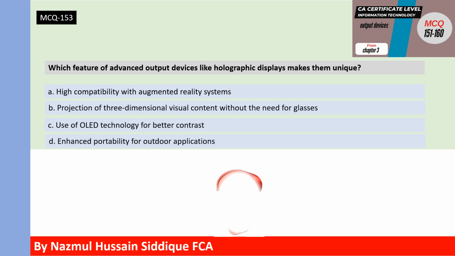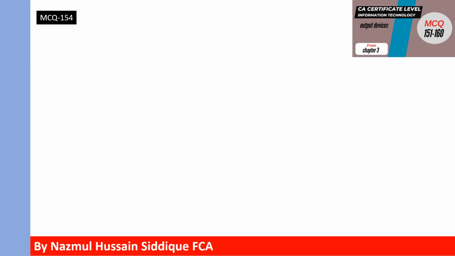Which one is the correct answer? The correct option is B. Projection of three-dimensional visual content without the need for glasses is the feature of advanced output devices like holographic displays that makes them unique. Next question, 154.